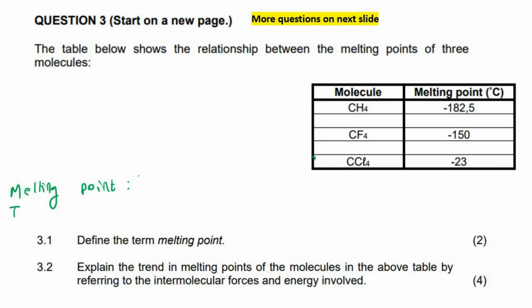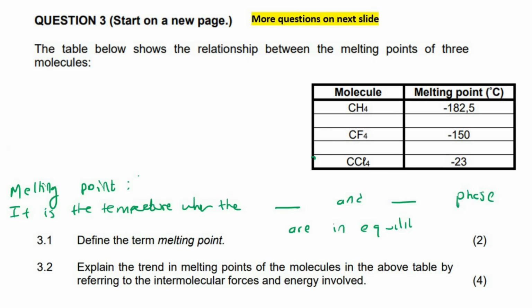So we can say it is the temperature when the two phases are in equilibrium. For melting point, it's when you're going from solid to liquid. So you could say liquid and solid, or solid and liquid. So it's just when those two phases are in equilibrium.